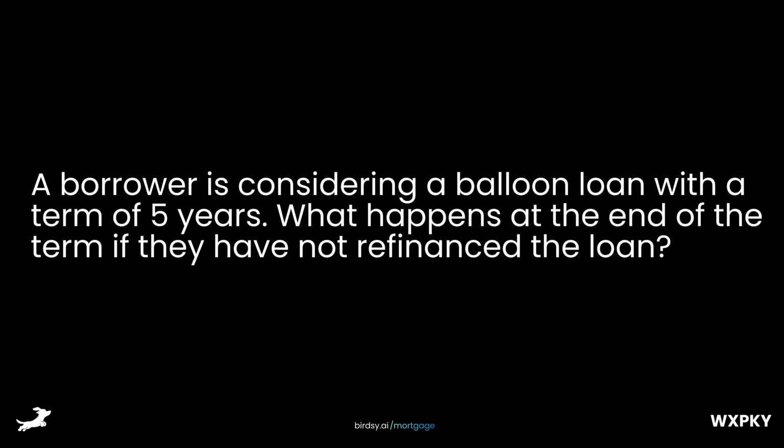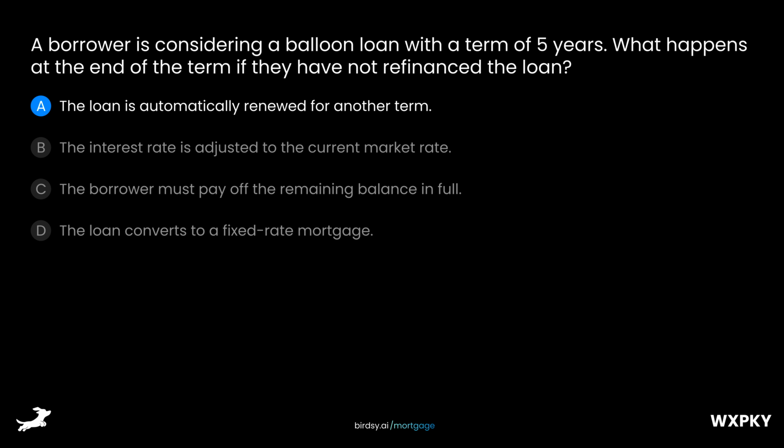A borrower is considering a balloon loan with a term of 5 years. What happens at the end of the term if they have not refinanced the loan? Is it A, the loan is automatically renewed for another term, B, the interest rate is adjusted to the current market rate, C, the borrower must pay off the remaining balance in full, or D, the loan converts to a fixed-rate mortgage? The answer is C, the borrower must pay off the remaining balance in full.